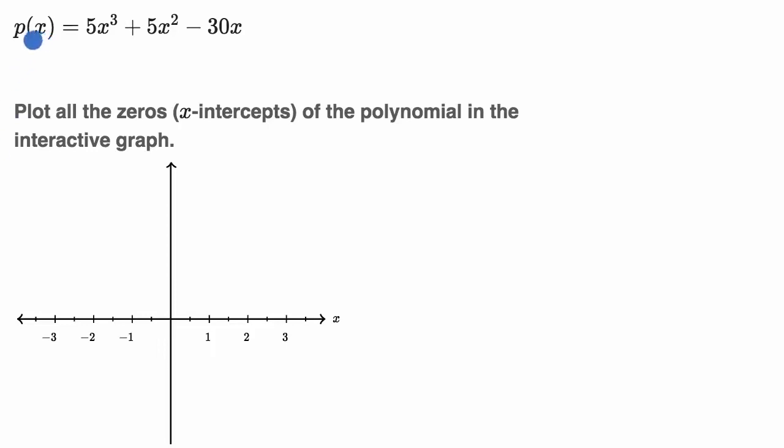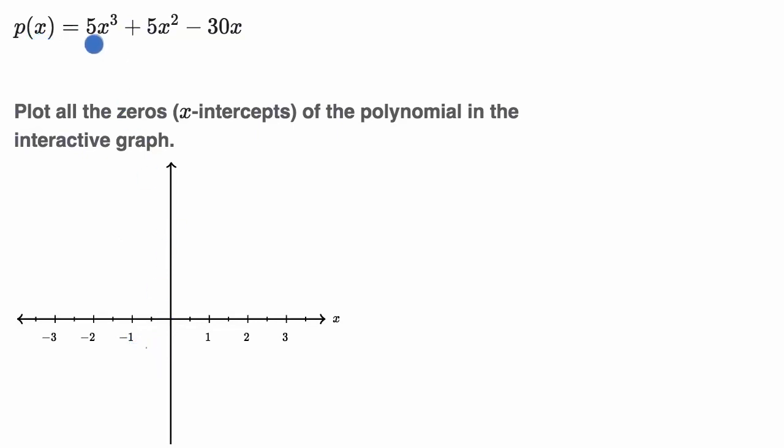So we're given p of x, a third degree polynomial, and they say plot all the zeros, or the x-intercepts, of the polynomial in the interactive graph. The reason they say interactive graph is that this is a screenshot from the exercise on Khan Academy where you could click and place the zeros. But the key here is, let's figure out what x values make p of x equal to 0. Those are the zeros, and then we can plot them. So pause this video and see if you can figure that out.